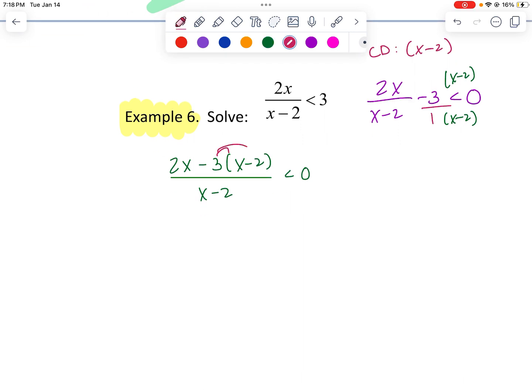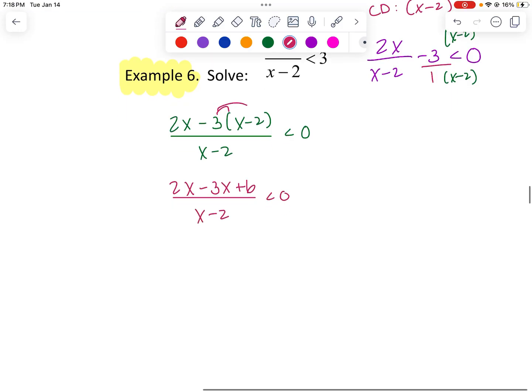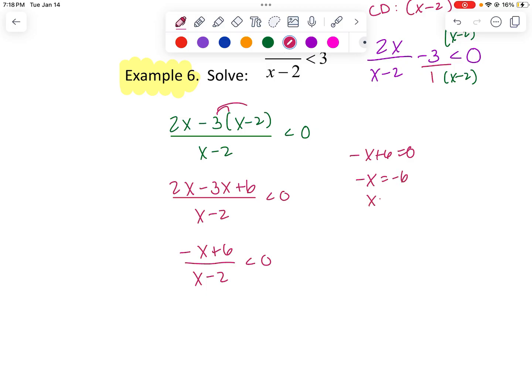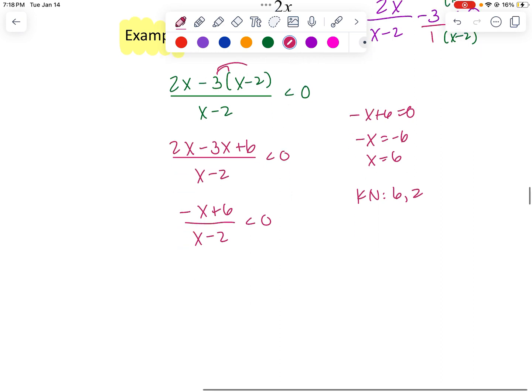I can go ahead and distribute that 3, so I get 2x minus 3x plus 6 all over an x minus 2 less than 0. You can keep going, negative x plus 6 all over an x minus 2 is less than 0. Okay, again, equaling it to 0, negative x plus 6 is equal to 0. We get positive 6, so my key numbers are positive 6 and 2. If I create my number line, here's 2, here's 6, and I have 3 test numbers.